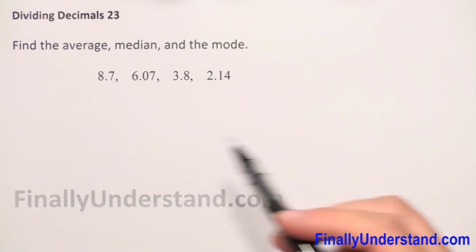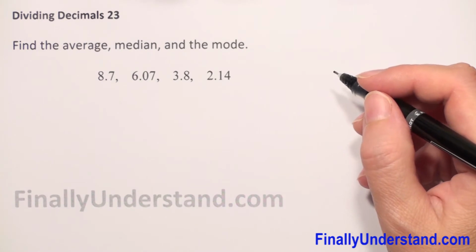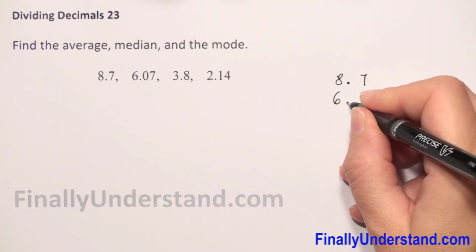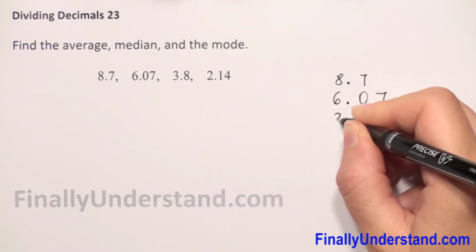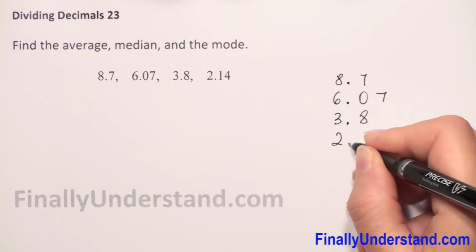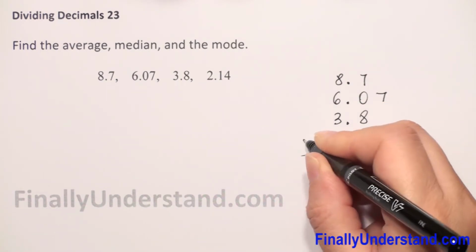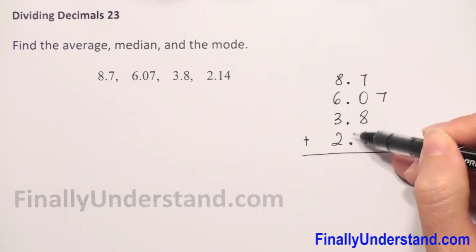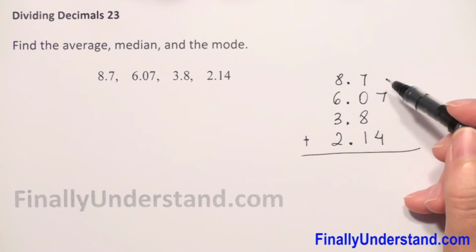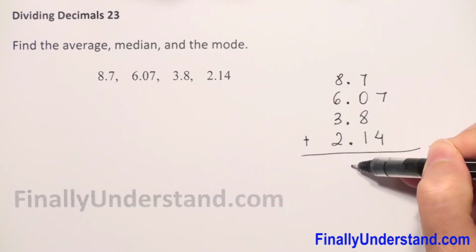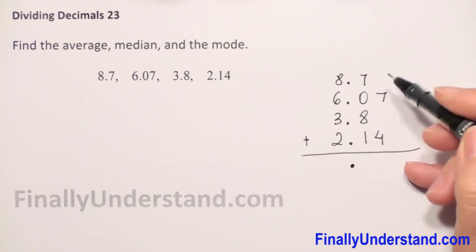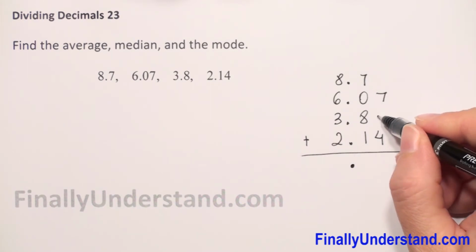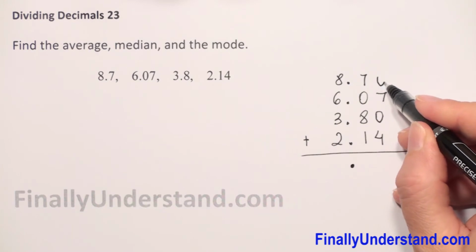So let's do this. First we have to add these decimal numbers, so we have to remember to align the decimal point. So we have 8.7, 6.07, 3.8, 2.14. We have to add all these decimal numbers. We have to keep the decimal point in the same column, and we add like we add whole numbers. We have to bring down the decimal point exactly in the same column. Because we have empty spaces here, we can always fill these empty spaces with zeros.